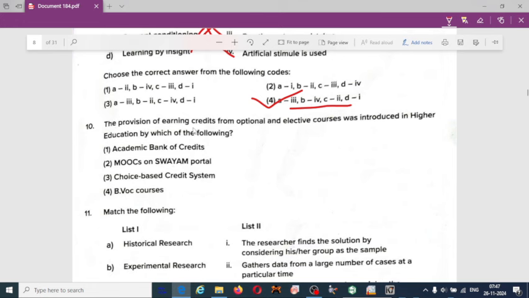Provision of earning credits from optional and elective courses was introduced in higher education by which of the following? That is the choice-based credit system.